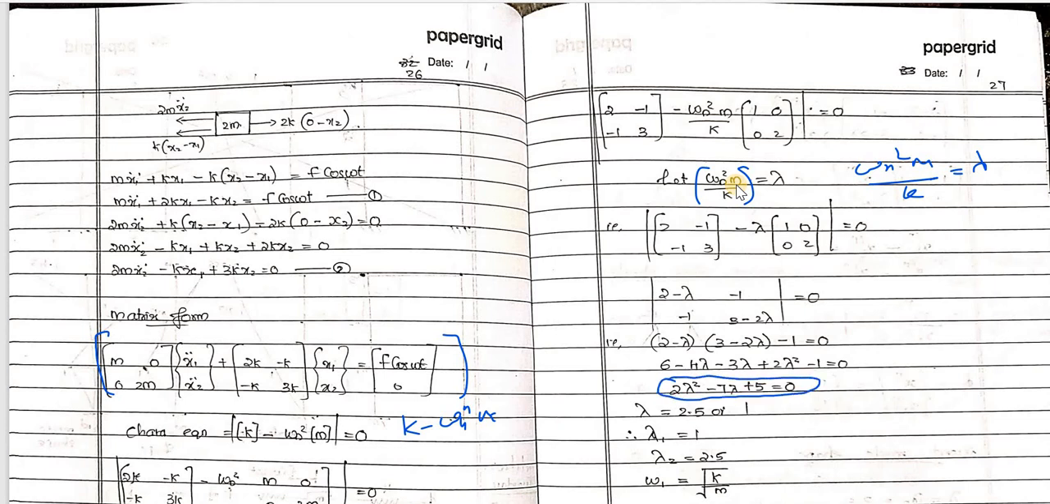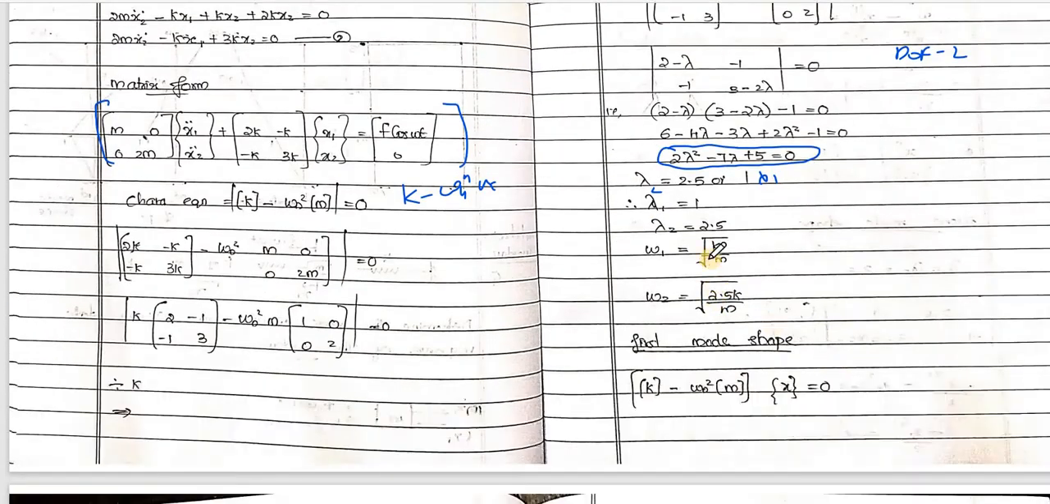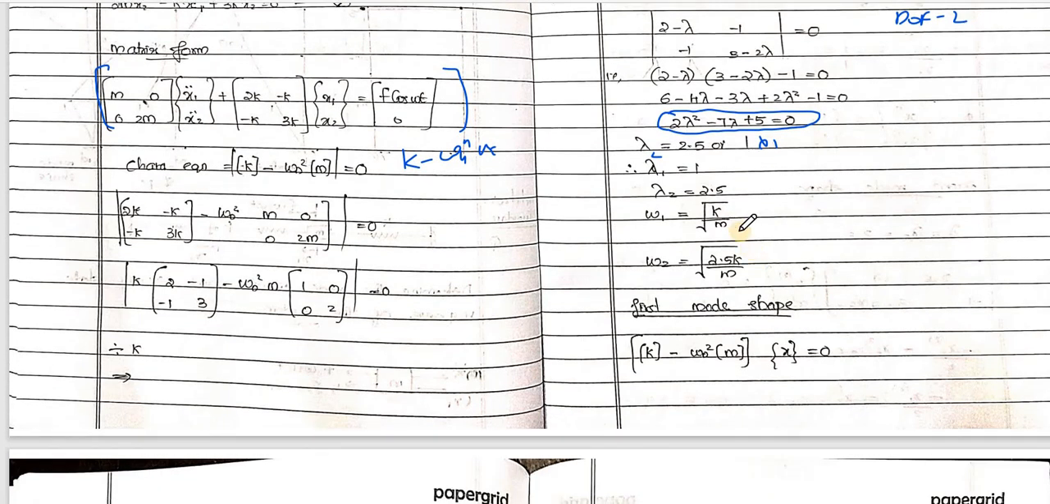Why is it second degree? Here the degree of freedom is only 2. Therefore, I will be getting two values: one is 1 and the other is 2.5. So this one will be lambda 1 and this one will be lambda 2. Now directly I have got lambda 1. I need to find out omega 1 and omega 2. So omega 1 is equal to root of k by m. I can just substitute and find out omega 1 and omega 2.